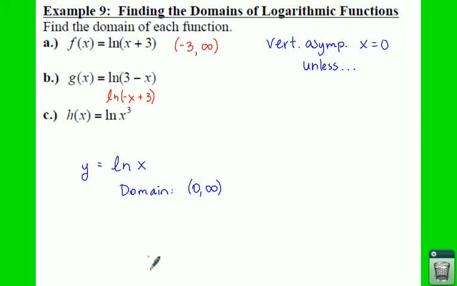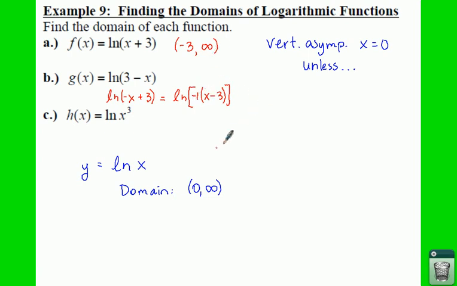So this equation, actually, if you factor out a negative 1 from here, would give you a natural log of negative 1 times x minus 3, which means you would have a shift to the right 3, and you have a reflection. The reflection is inside your function. That means it reflects over your y-axis.